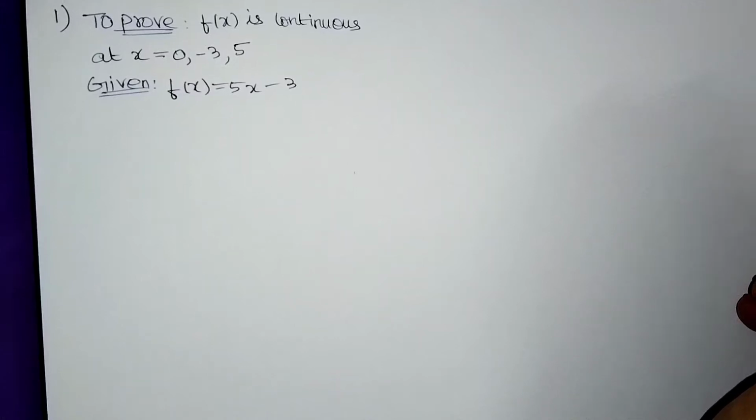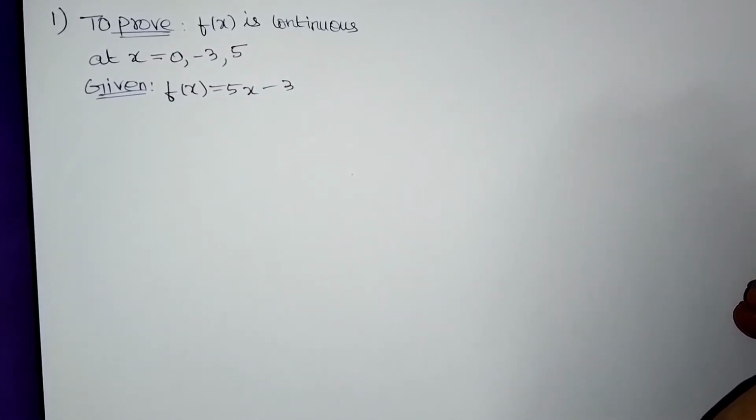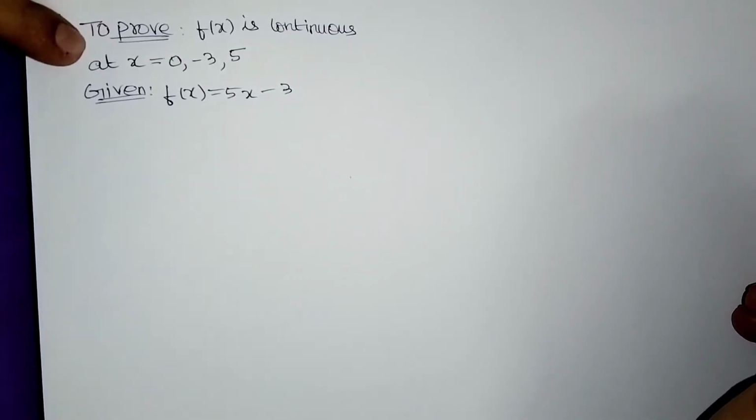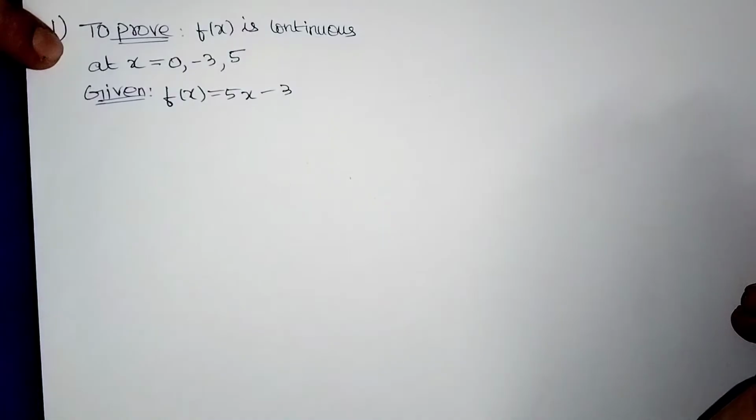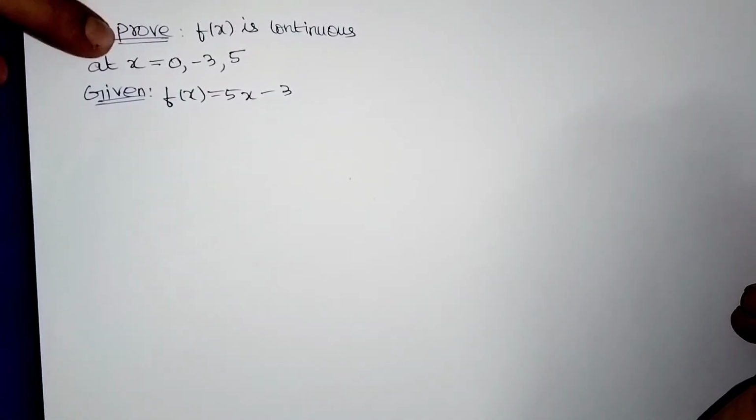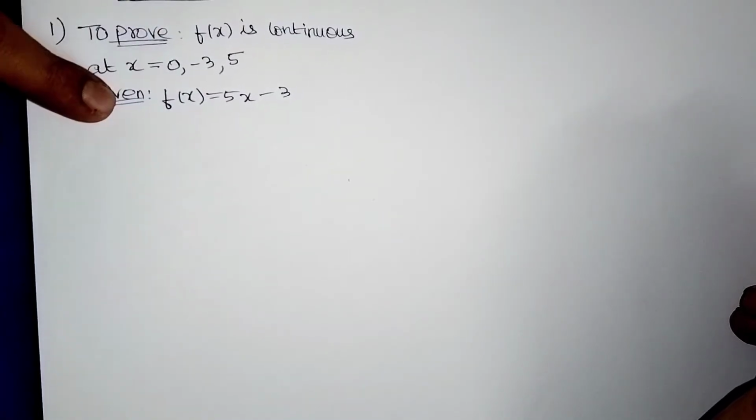Hi dears, we'll start with exercise 5.1. We need to prove that the given function f(x) = 5x - 3 is continuous at x = 0, at x = -3 and at x = 5. So for these three subdivisions we need to prove the given function is continuous.